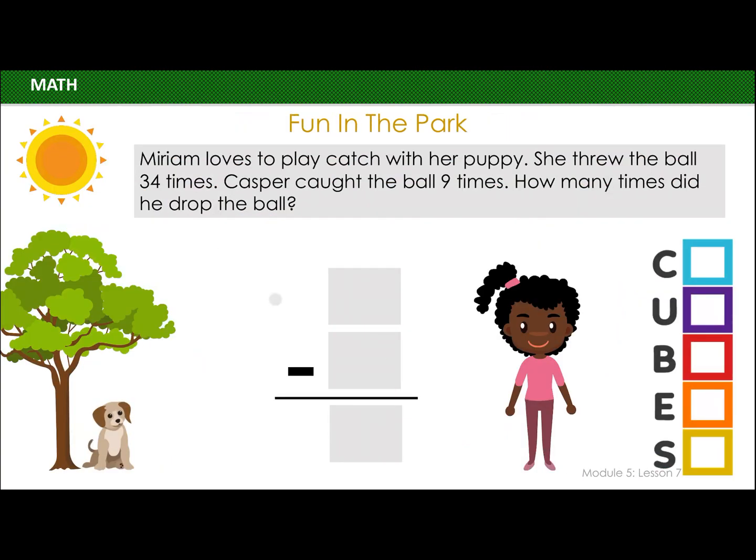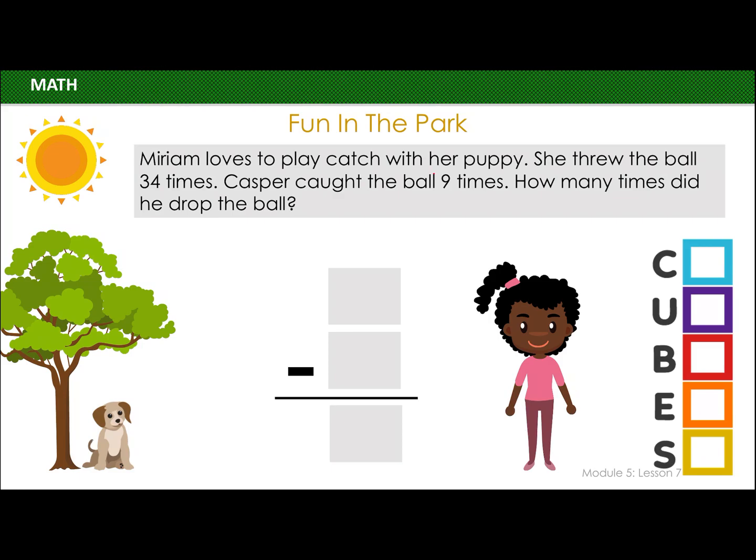I believe this is our last word problem for today. It says, Miriam loves to play catch with her puppy. She threw the ball 34 times. Casper caught the ball 9 times. How many times did he drop the ball?